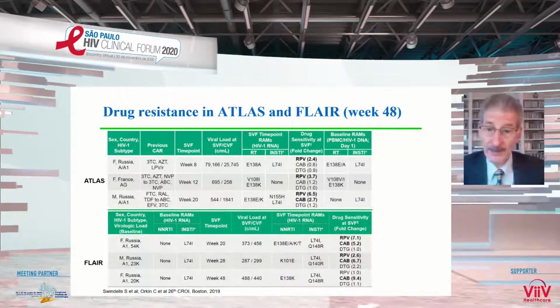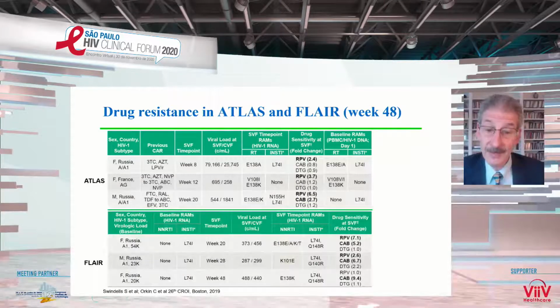Well, what about cabotegravir? Cabotegravir is structurally similar to dolutegravir, but not identical. And cabotegravir has somewhat different resistance patterns compared to dolutegravir. There are 3 studies that have been conducted, Atlas, Atlas 2M, and FLAIR, of cabotegravir administered as a long-acting injectable in combination with long-acting injectable rilpivirine as a 2-drug regimen in place of daily oral therapy.